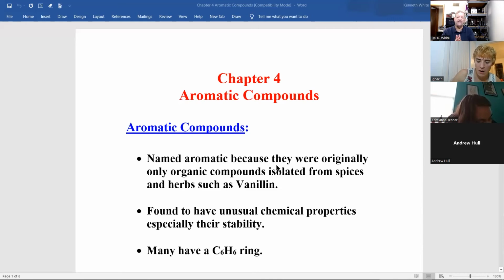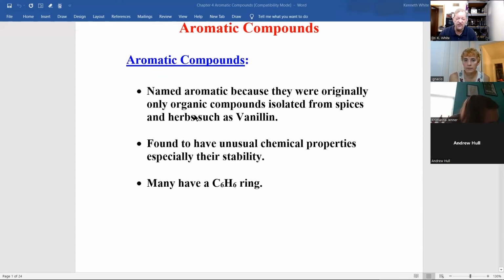Now, this chapter deals with aromatic compounds. And these are so important there are wars fought over these compounds. Yes, back in the 13th, 14th, 15th, 16th, and 17th centuries, great wars were fought over aromatic compounds. Now, why are they called aromatic compounds? Because they are originally organic molecules isolated, meaning they come from spices and herbs. And that was a great important thing back in the Middle Ages.